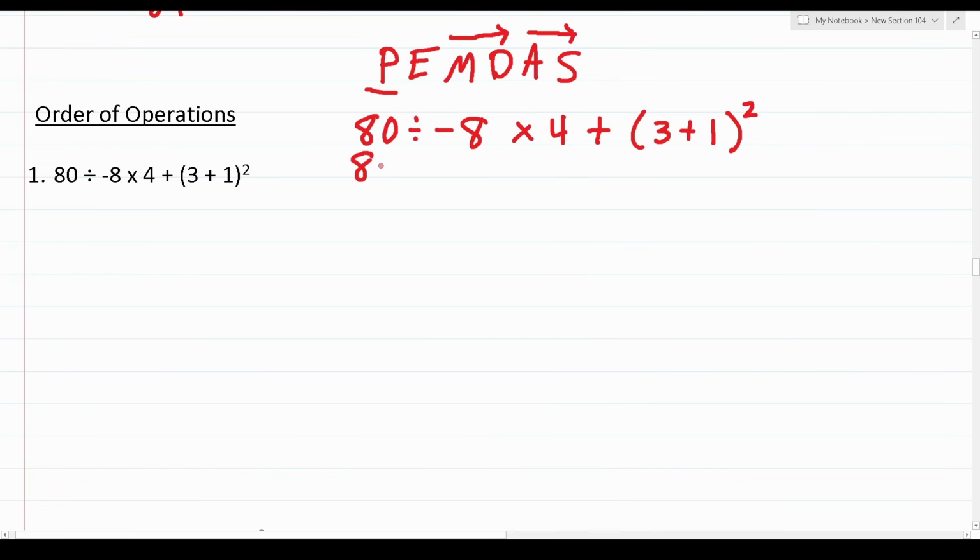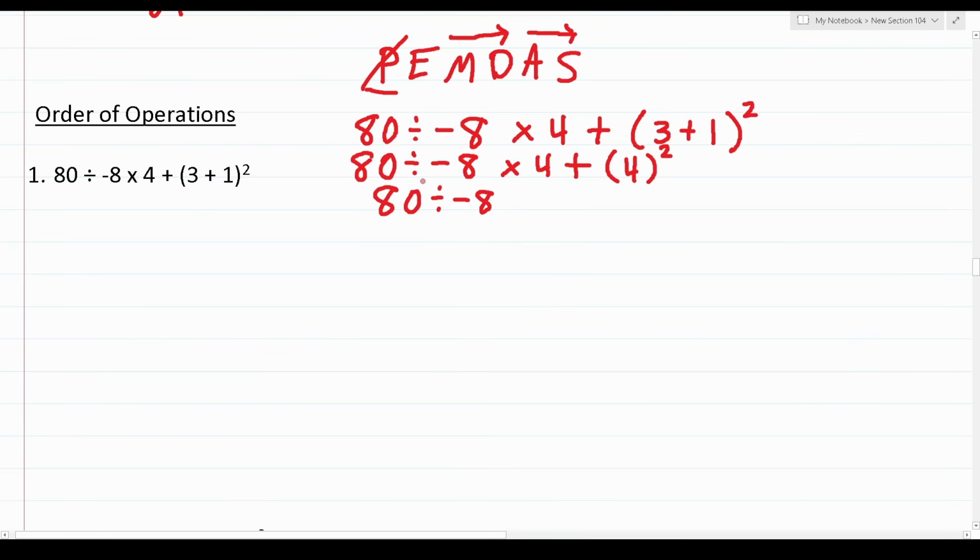So we got to take care of parentheses first. And I'm just going to copy down everything else until I get to those parentheses. Of course, 3 plus 1 is 4. So that's 4 squared. So we took care of our parentheses. Next, we look for any exponents in our expression. And if we look through our expression, we can see that we have an exponent right there. So this becomes 80 divided by -8.